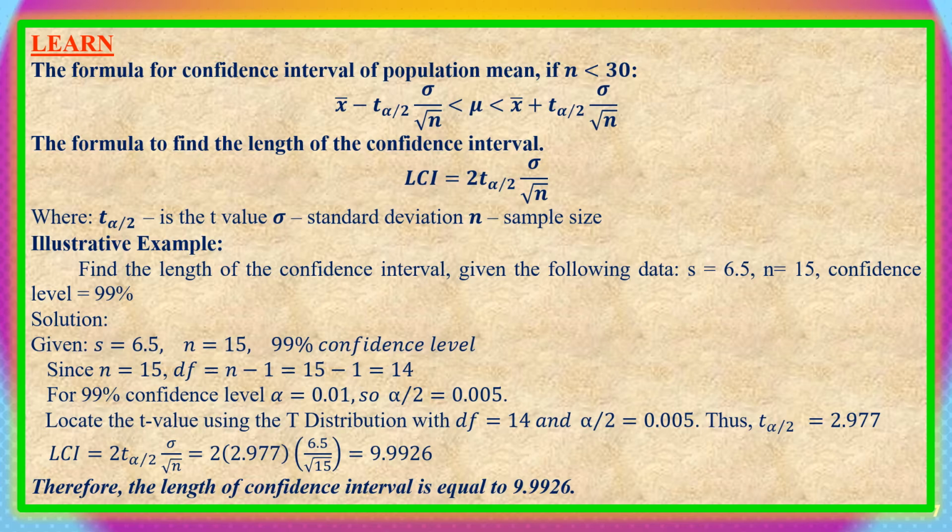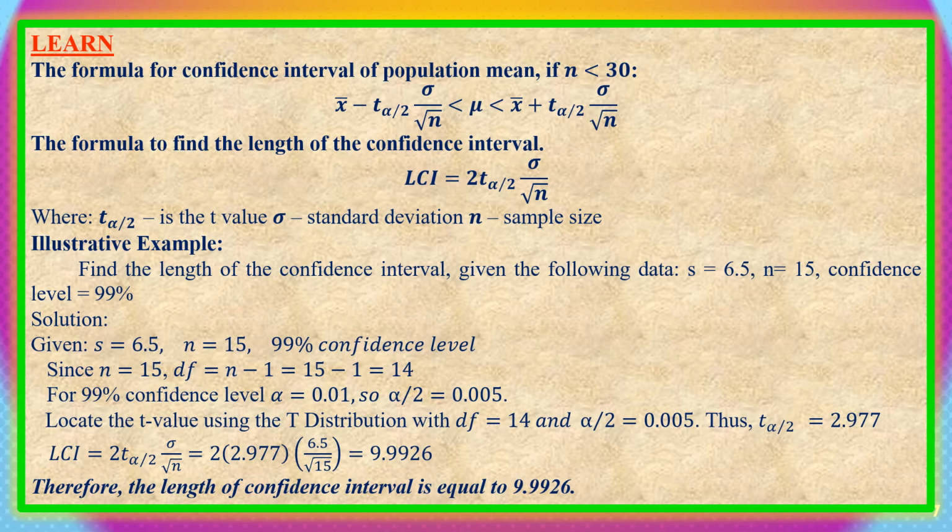Since n is 15, our degrees of freedom is n minus 1, so that is 15 minus 1 equals 14. For a 99% confidence level, our alpha is 0.01, so alpha over 2 is 0.005. Now locate the t-value using the t-distribution with degrees of freedom of 14 and alpha over 2 of 0.005. So our t sub alpha over 2 is equal to 2.977.